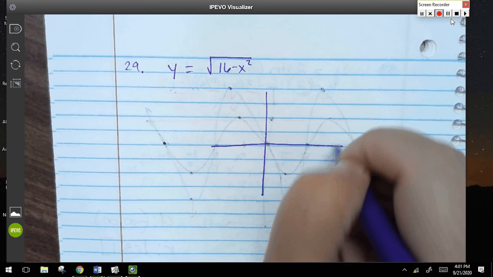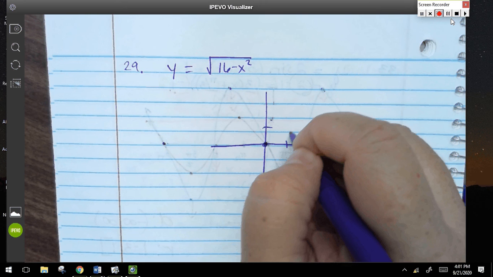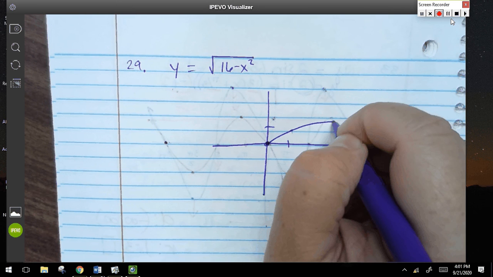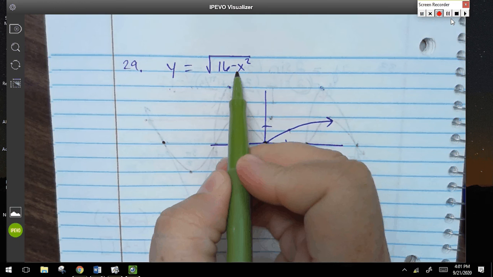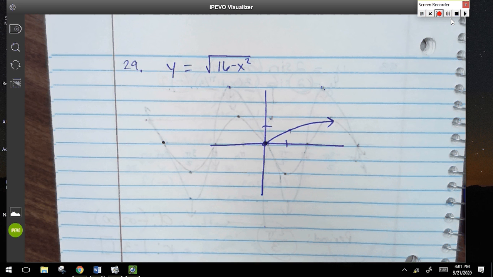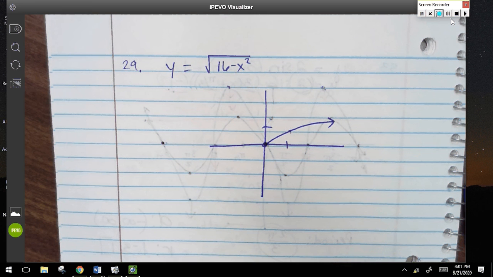So here we got the domain on this one, and again, you could graph this on your calculator. If I did the square root of 16 minus x squared, you would see that semicircle. Okay. Domain here is going to be negative 4 to 4, and the range is 0 up to 4. All right, that was 29, and then now let's do, I think there was one more, 39.